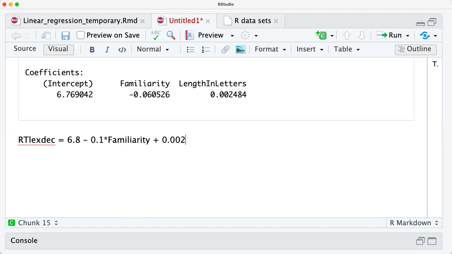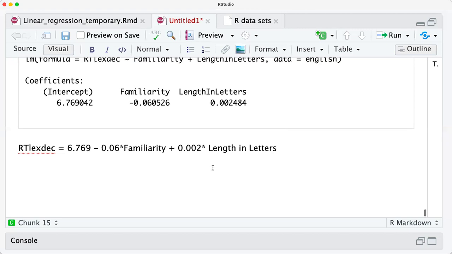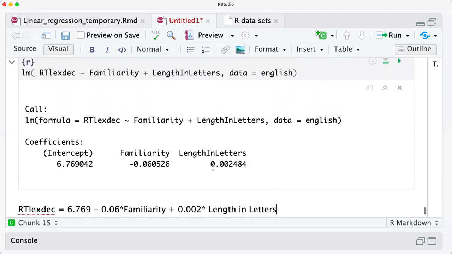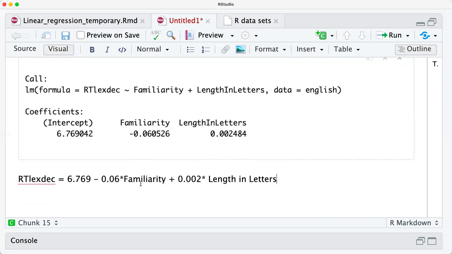Okay, I have to go to levels of significance which are higher. Something like this, times the length in letters. So this is how these coefficients are computed, exactly the same way.